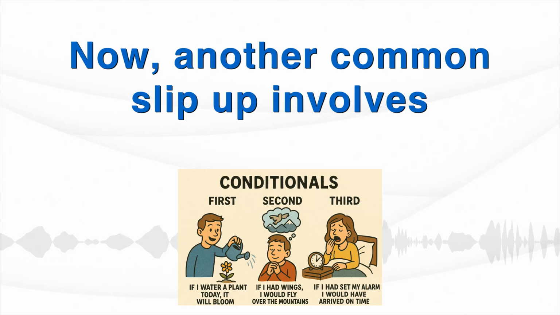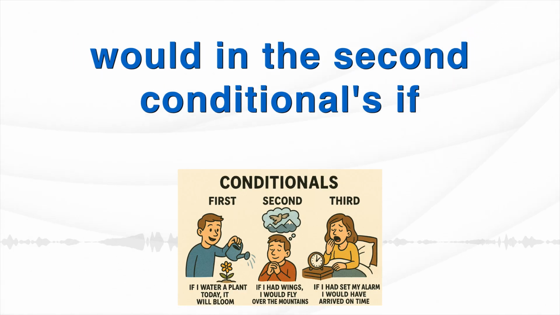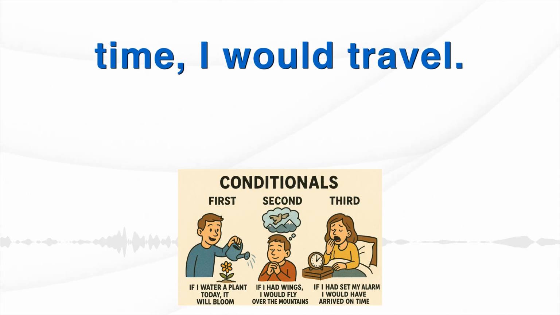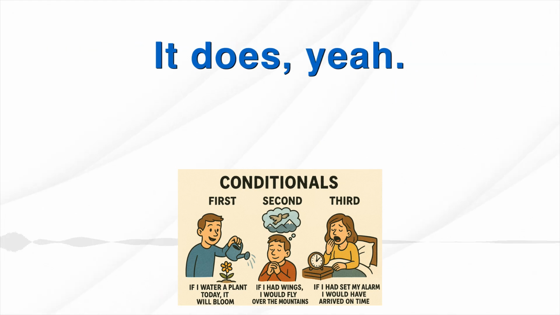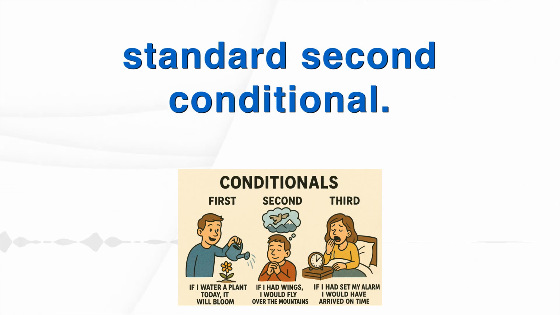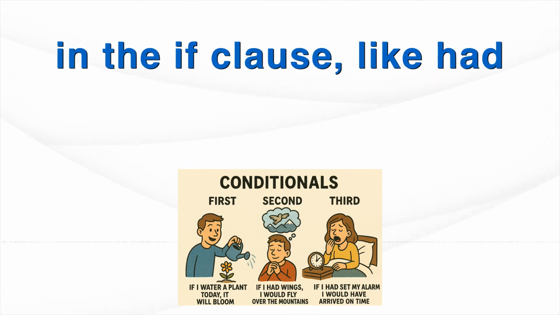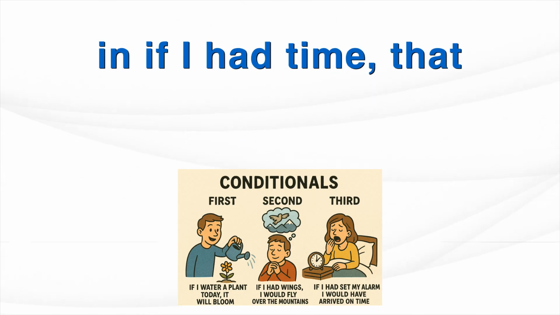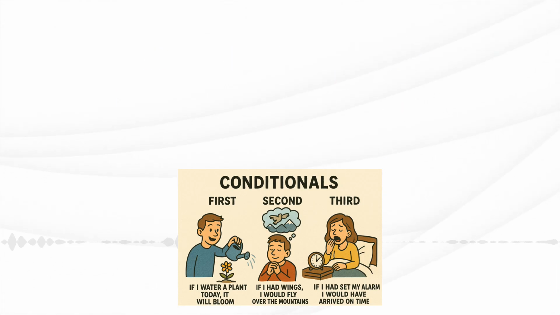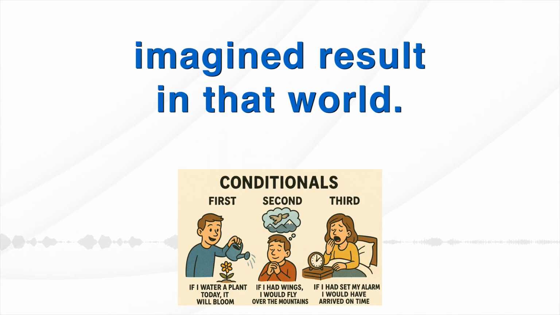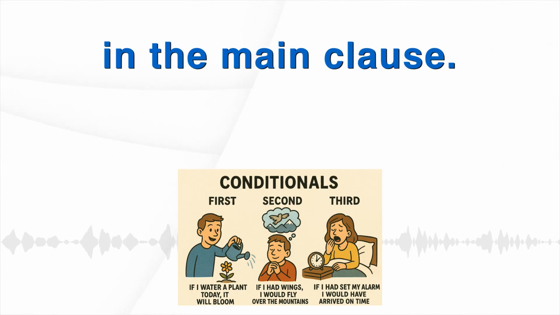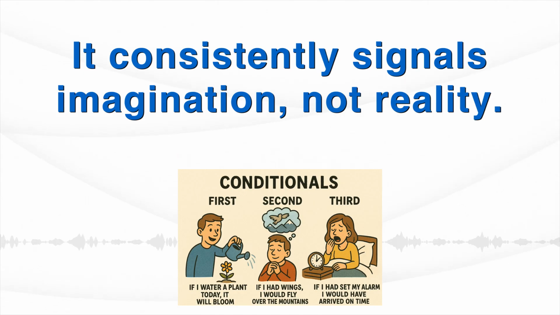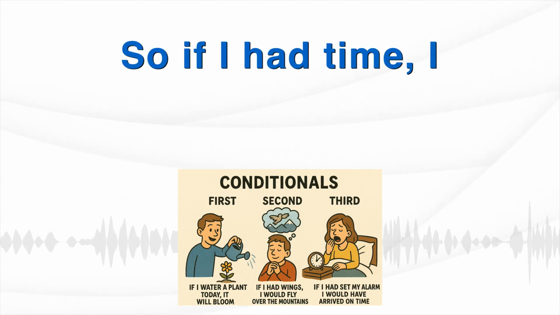Okay, good tip. Now, another common slip-up involves would in the second conditional's if clause, like saying, if I would have time, I would travel. Yes, that's another frequent one. That would in the if clause feels tempting sometimes. It does, yeah. But it's generally incorrect for the standard second conditional. Remember, it's the past simple tense in the if clause, like had in if I had time, that signals we're in that hypothetical imaginary world. Right, the past tense creates the unreal signal. Exactly. And then would correctly shows the imagined result in that world. So the pattern is key. Past simple in the if clause, and then would plus base verb in the main clause. It consistently signals imagination, not reality. Got it. So if I had time, I would travel.